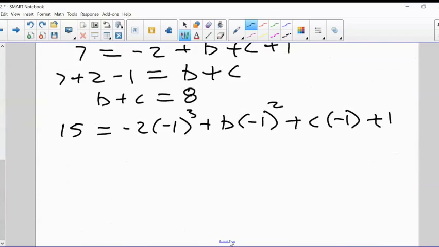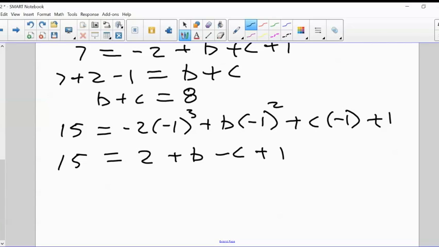So let's keep going. So 15, minus 1 cubed is minus 1. Minus 1 times minus 2 is 2. This is going to be plus b. This is going to be minus c plus 1. And you should check the math on that for yourself. I make mistakes sometimes, but I don't think I made one here. Minus 1 to the power 3 is minus 1. Minus 1 times minus 2 is positive 2. Minus 1 squared is 1 times b, which is b. And then minus 1 times c is minus c.